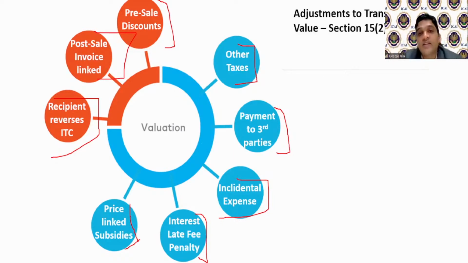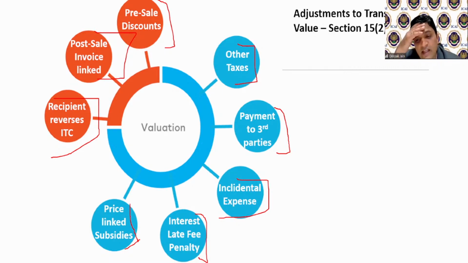Similarly, if I agree that I will give you a discount, for this discount I will give him a credit note. And what kind of credit note will be permitted? Such a credit note will be permitted for reduction which is agreed at the time of supply and is linked to the invoice. Clear? So debit note for increase, credit note for reduction.